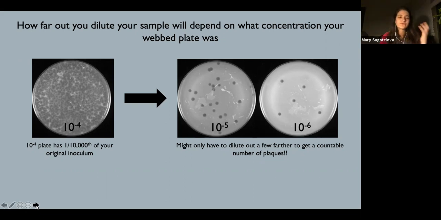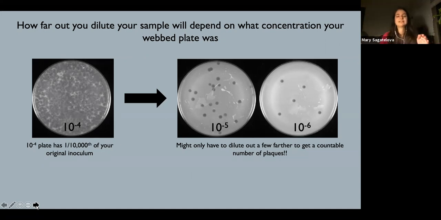So 10 to negative 4, just for context, had 1/10,000th of your original inoculum. Not a lot of phage in there, but it still produced, it was still so highly concentrated, okay? So you're gonna have to dilute it out a little bit farther to be able to get a countable number of plaques in that particular case. If such a tiny amount of phage in your dilution produced so many plaques, so much phage evidence, you're gonna have to dilute out a lot farther before you start getting individualized plaques.